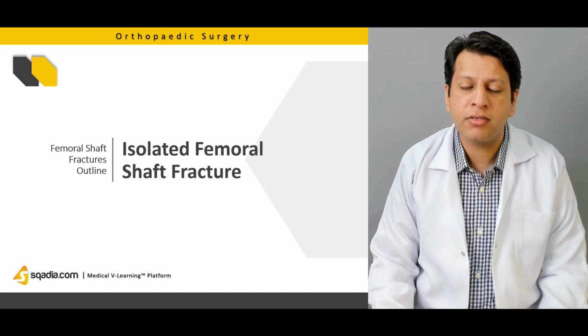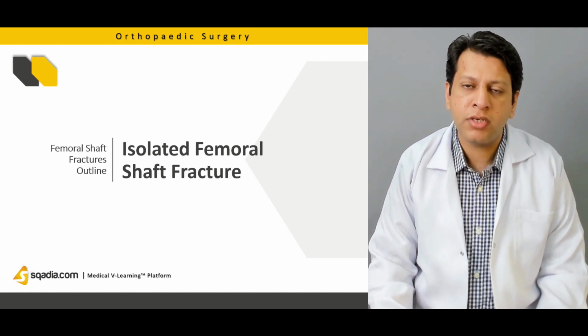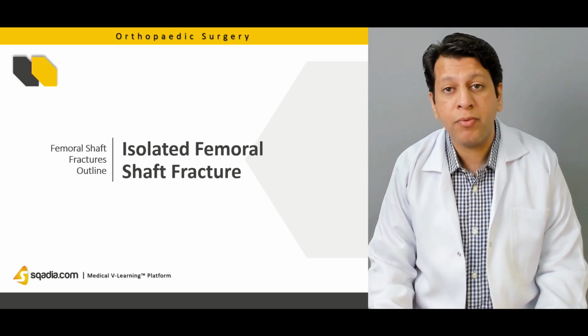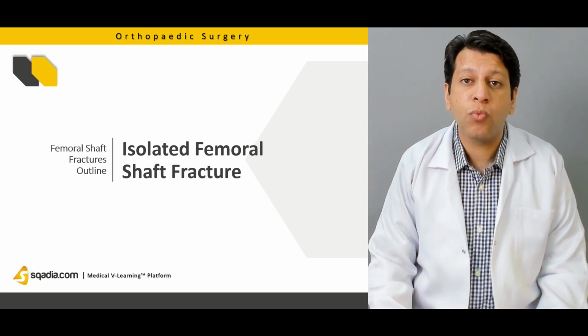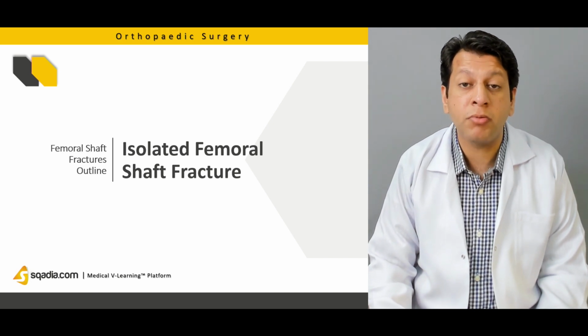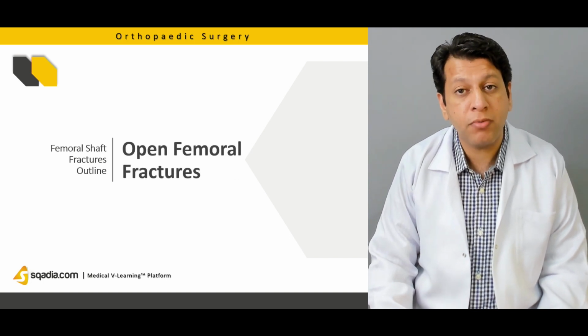You know that in case of RTA, the most common mechanism is associated polytrauma. With the shaft of femur, there may be associated head of femur fracture, neck of femur fracture. There may be ipsilateral tibial fracture as well. But the treatment and management of an isolated femoral shaft fracture we will be discussing in this lecture. Then we'll be going on to the open femur fractures.